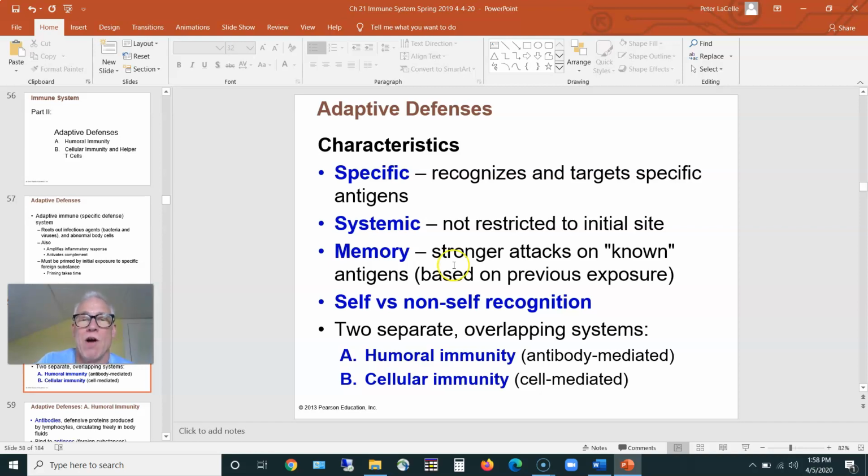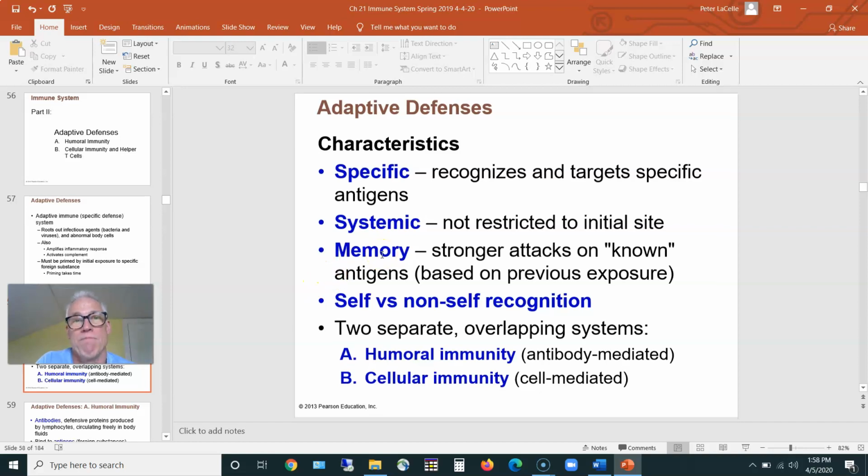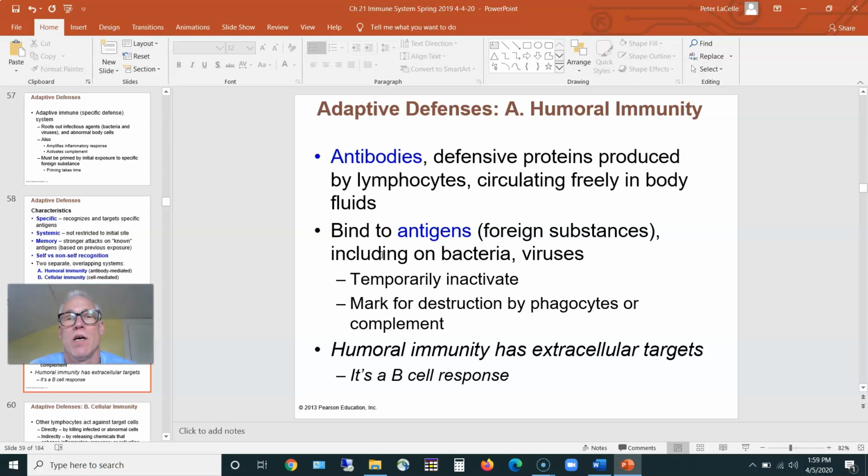We'll talk about two branches or arms of adaptive defenses, humoral immunity and cellular immunity. Humoral immunity involves the production of antibodies, which are defensive proteins that recognize and bind to any foreign substance that comes into your body, say the surface proteins on a bacterium or a virus. Those antibodies, when they bind to those antigens, may coat them and block them from doing anything in your body. And they also act like tags. They mark them for phagocytosis and killing, to clear them away.